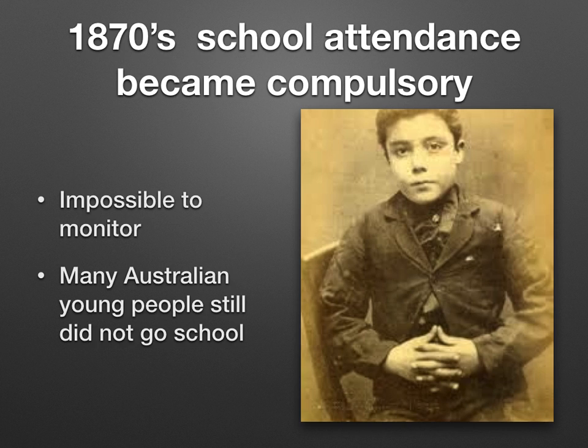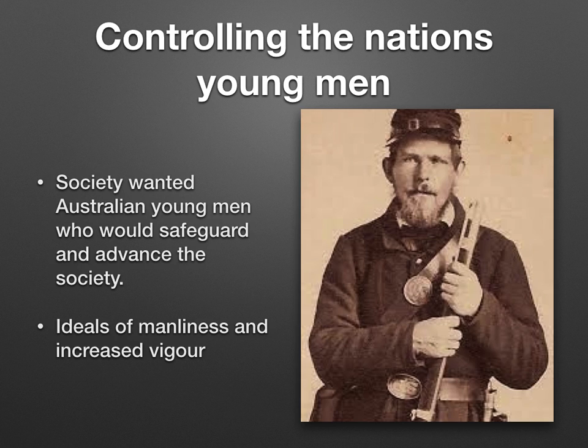In the 1870s, school attendance became compulsory. Again, it was a big move, I guess, but it was impossible to monitor, and still some young people, like Indigenous young people, did not have access to schools, and many Australian young people still did not go to school. So remember, we're looking at constructs of young people.